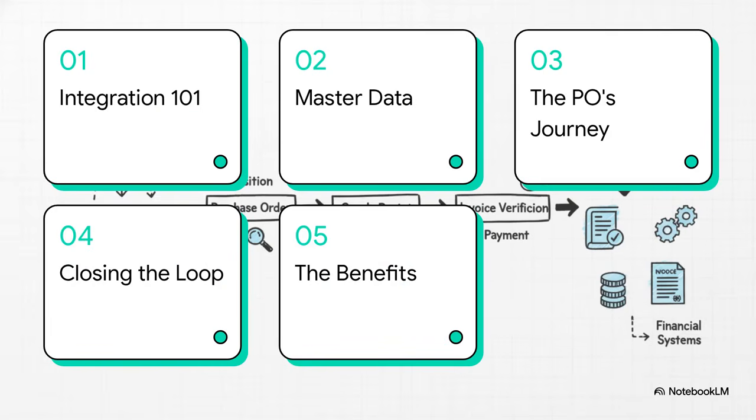So here's our game plan for today. We've already touched on system integration. Next, we're going to build our foundation with something called master data. Then we'll follow a purchase order on its journey through the transactional flow. After that, we'll see how we close the loop with financials, and we'll wrap up with the big "so what?" the real benefits of getting this right.